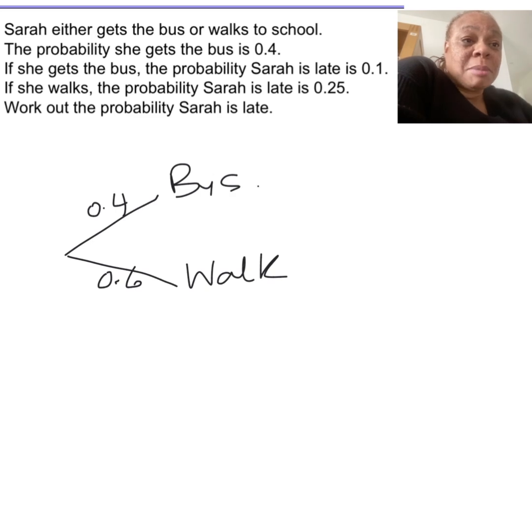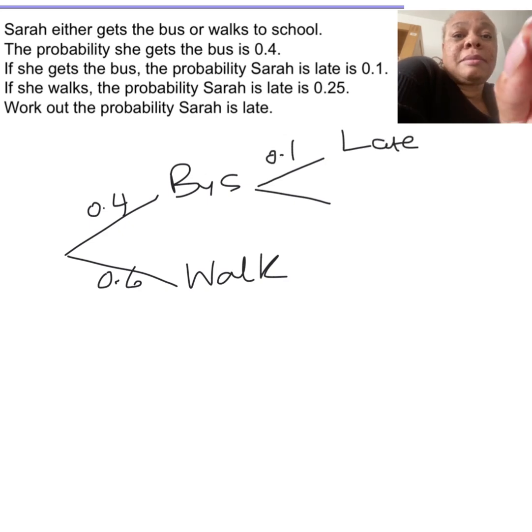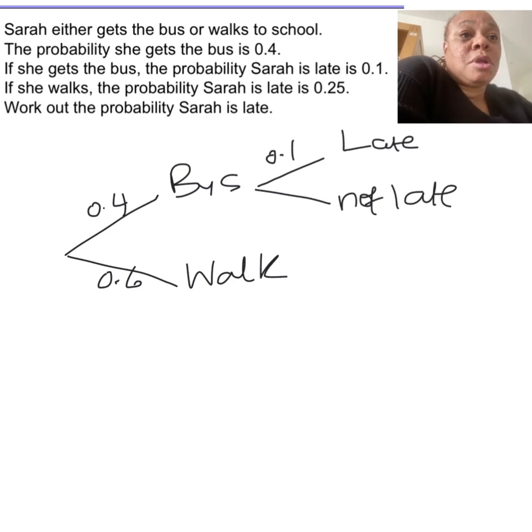If she gets the bus, then the probability that she's late is 0.1. Let me write that as not late. Not late, okay? Again, both probabilities have to add up to 1. So 0.1, and then this will be 0.9, okay? She's either late or she's not late, and both probabilities have to add up to 1.